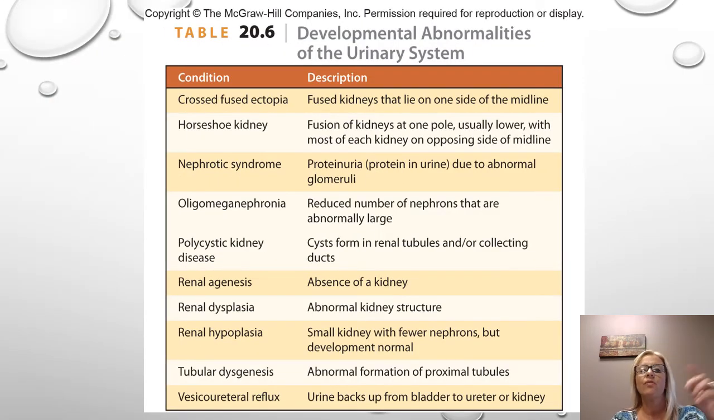Here are just some different abnormalities of the urinary system that can occur developmentally. Things like the horseshoe kidney, where kidneys fuse at one pole, usually the lower or bottom portion, and most of each kidney on the opposing side there. Polycystic kidney disease, and that's where you get cysts in the renal tubules or the collecting ducts. And there's some others here as well.